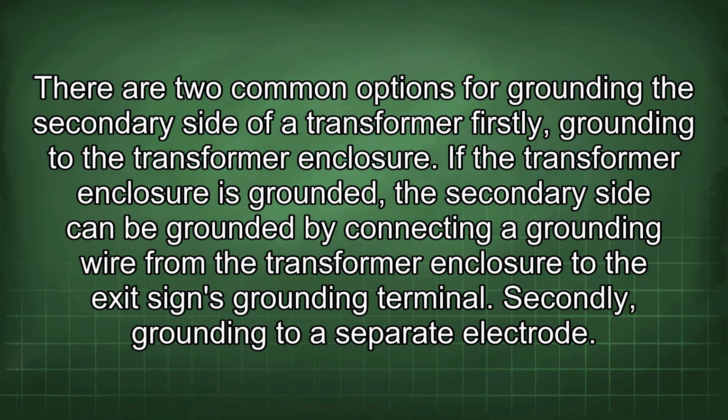Firstly, grounding to the transformer enclosure. If the transformer enclosure is grounded, the secondary side can be grounded by connecting a grounding wire from the transformer enclosure to the exit sign's grounding terminal.